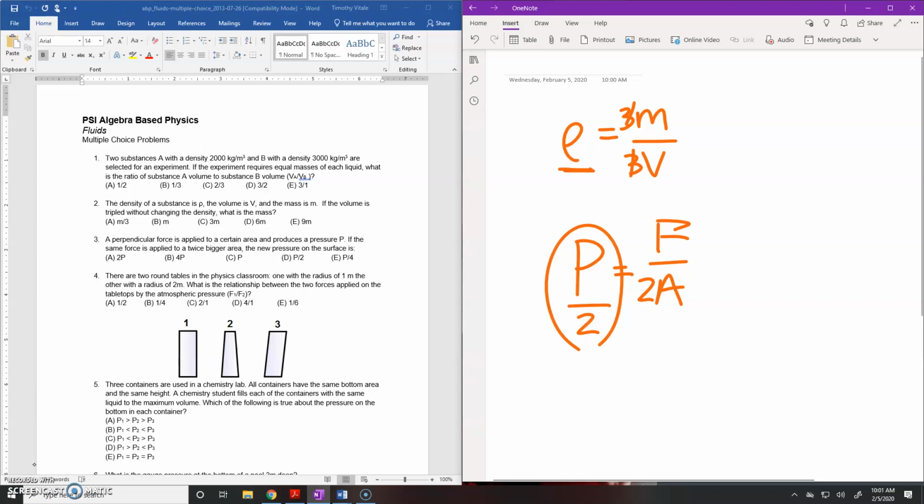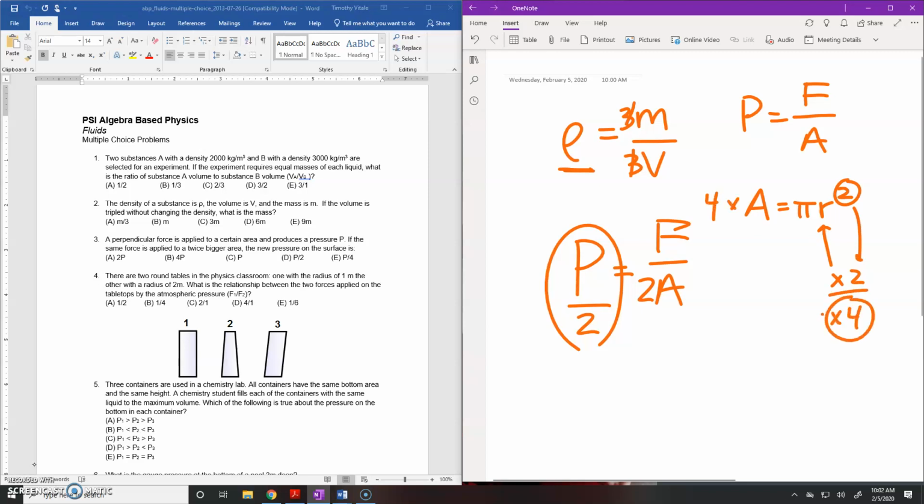For number 4, there are two round tables in the physics classroom, one with a radius of 1 and the other with a radius of 2. What's the relationship between the two forces? So pressure is force over area, and the area of a circular table will be pi r squared. If you double the radius, it is squared, so that means you have to square the double, which means it's times 4. So you have to multiply this by 4.